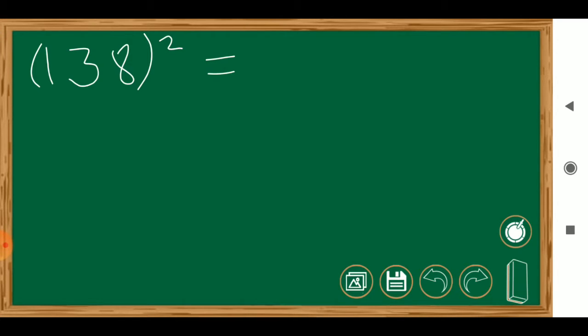So the first step is we square the unit digit, meaning 8 squared, which is 64: 4, 6 carry. After that we multiply 3 into 8 into 2, which is 3 times 8 is 24, times 2 is 48. 48 plus 6 is 54: 4, 5 carry.